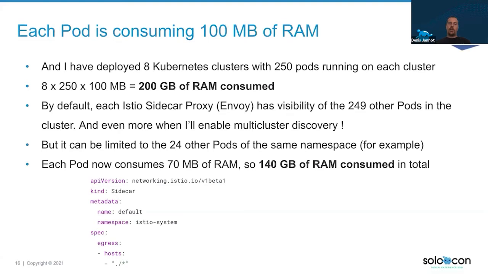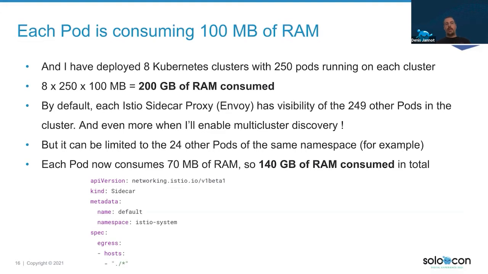After that, what I found out is that I have a huge machine with several hundreds of gigabytes of RAM, but still I will not be able to deploy all my pods, because I won't have enough memory if I do the calculation, right? Each pod was using about 100 megabytes of RAM, and I wanted to do 8 clusters, 250 pods, and 100 megabytes per pod means like 200 gigabytes of RAM. That was a little bit too much. I was close to having enough, but it was still too much.